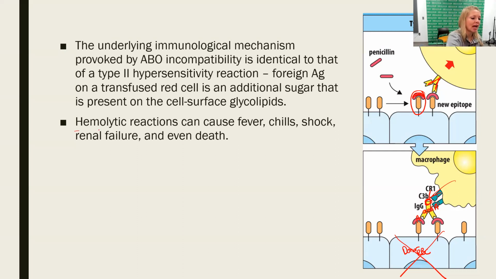And so hemolytic reactions, which we call transfusion reactions, typically can look pretty mild, from having a fever and chills, to very severe, where shock can occur, renal failure, and then potentially death. But usually they can be stopped pretty quickly. So when somebody's getting a transfusion, they have a temperature monitor on them the whole time, looking for any sign of this type 2 hypersensitivity.